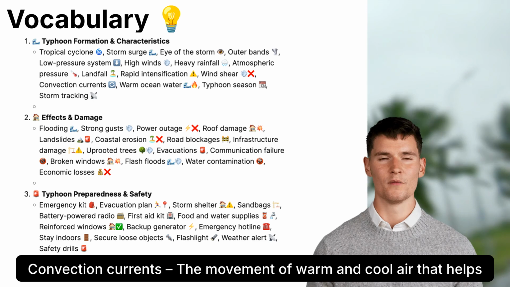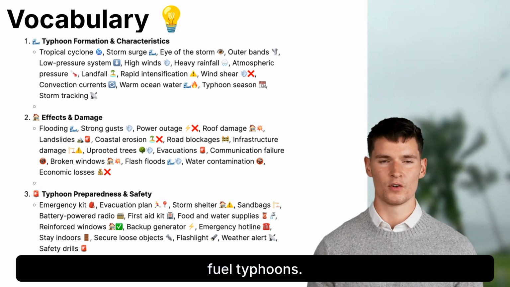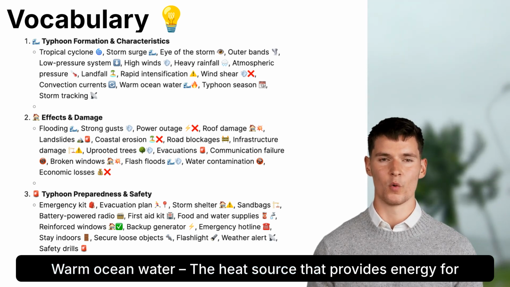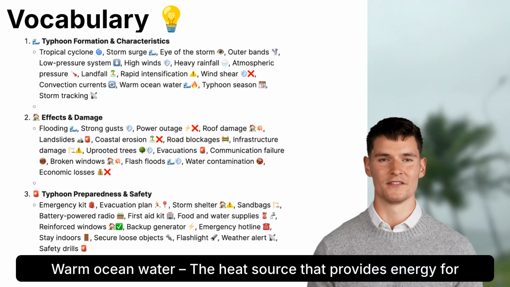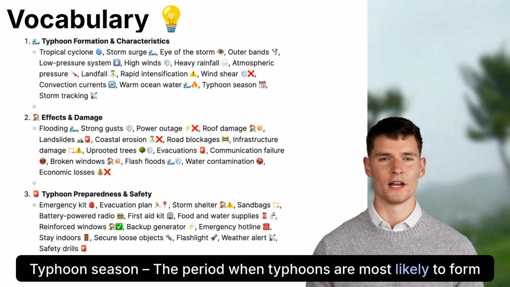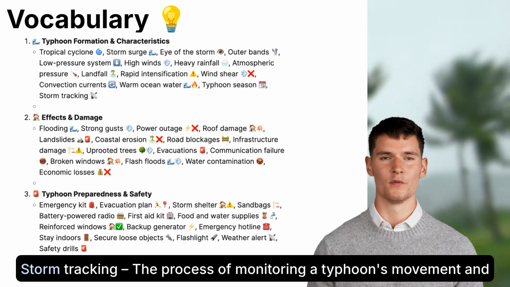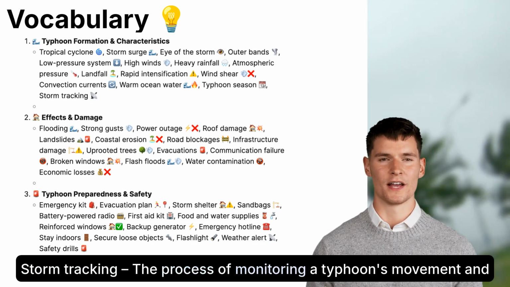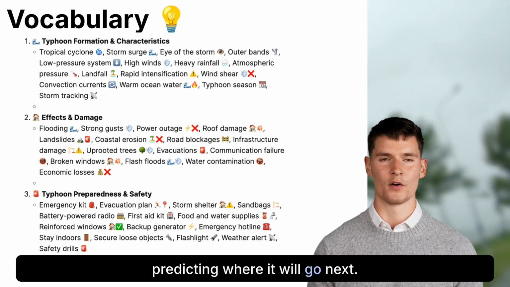Convection currents, the movement of warm and cool air that helps fuel typhoons. Warm ocean water, the heat source that provides energy for typhoons to grow. Typhoon season, the period when typhoons are most likely to form in a particular region. Storm tracking, the process of monitoring a typhoon's movement and predicting where it will go next.